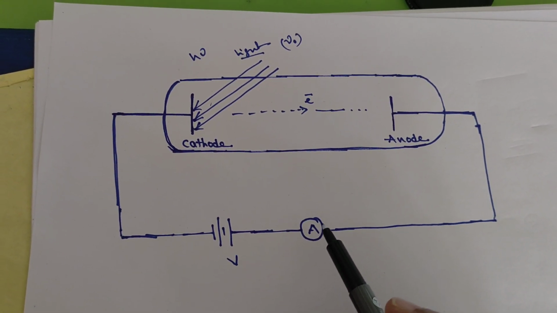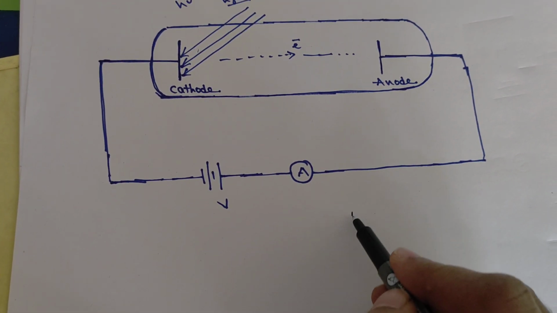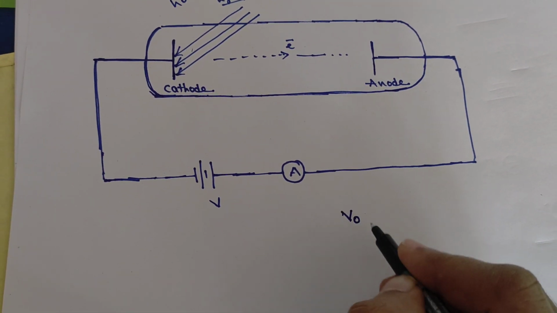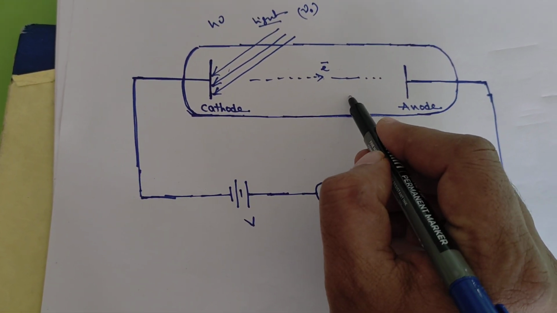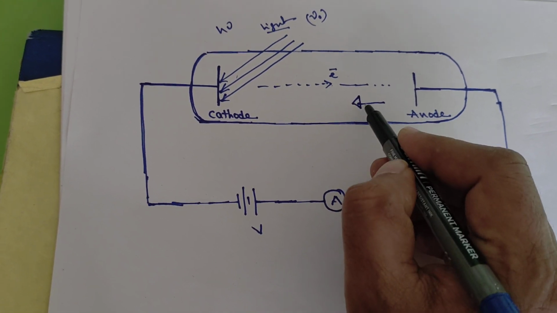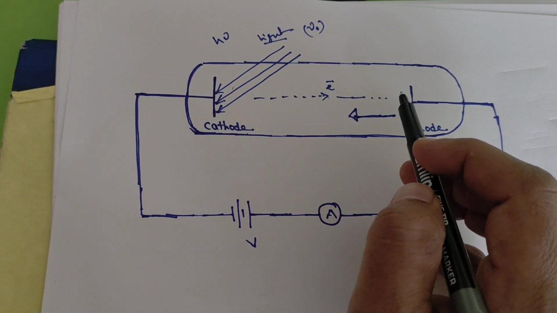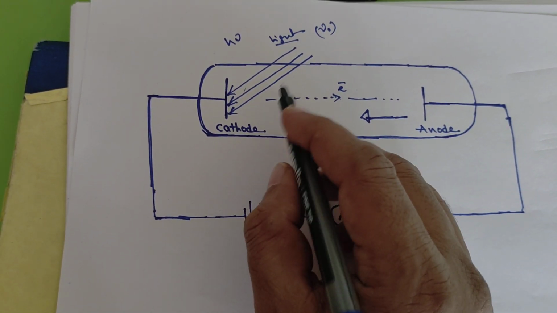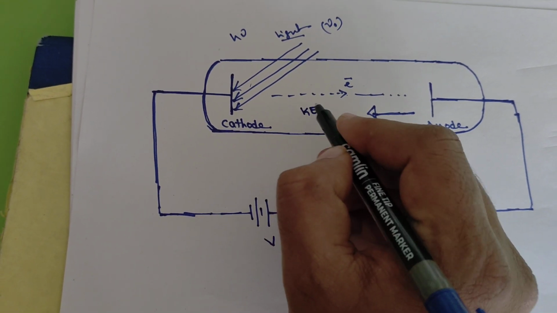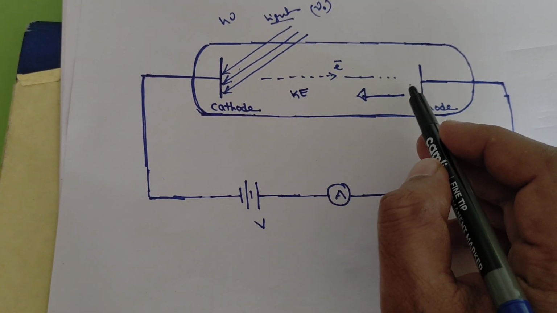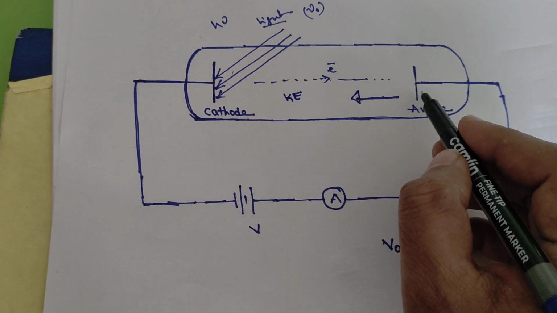Now we want to measure the stopping potential in this particular experiment. Stopping potential is nothing but the case where the electron is not reaching the anode. We need to apply the opposite potential, the reverse potential, which opposes the electron flow from the cathode to the anode. Once the electron is released because of the light, it has some kinetic energy. Because of this kinetic energy, the electron comes towards the anode. Now our aim is to stop the electron from reaching the anode.